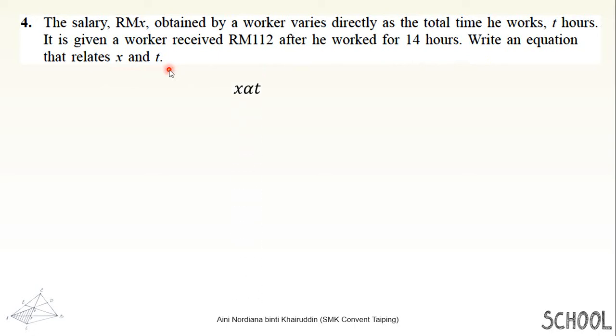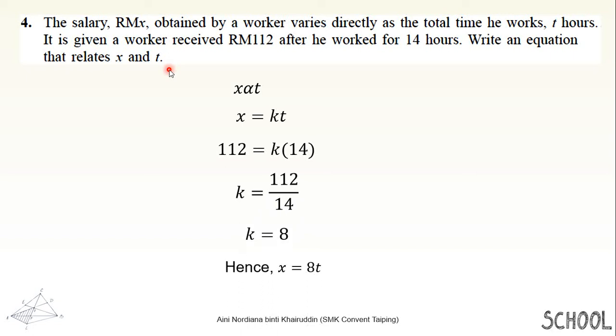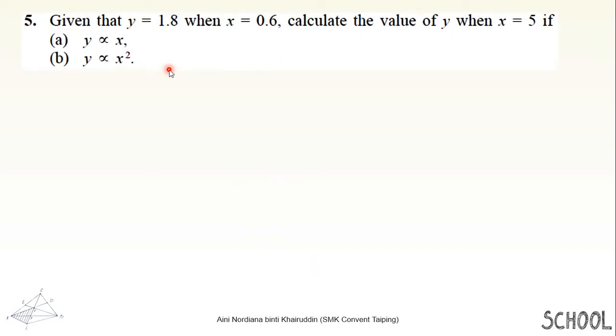The first step, variation form, and then equation form, substitute value X and T, then you get K, and then substitute into the formula. So, hence X equals 80.